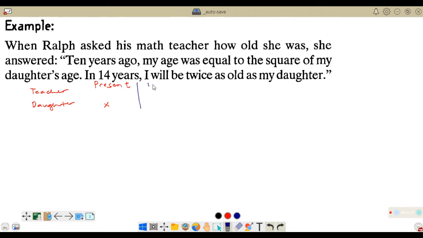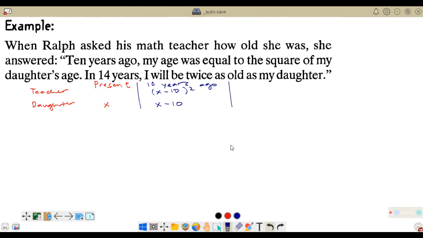10 years ago. So, ano yung edad nila 10 years ago? So, if the present age of her daughter is X, then 10 years ago, her age was X minus 10, right? And then, this X minus 10 here, meron siyang relationship with the age of the mother or the teacher. So, si X minus 10, if you square it, that is going to be the age of the teacher or the mother. Ayan.